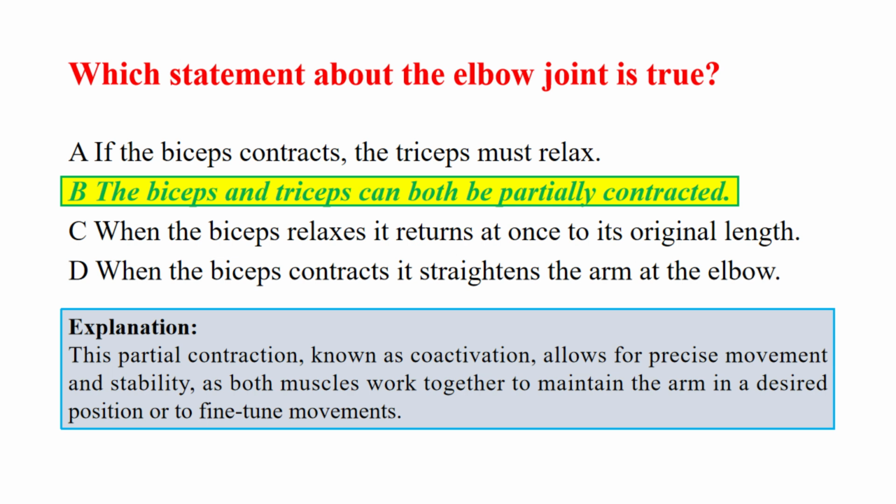Option D claims that when the biceps contract, it straightens the arm at the elbow. This is incorrect because the biceps are responsible for bending the arm at the elbow, not straightening it. The triceps are responsible for straightening the arm. So, the correct answer is B. The biceps and triceps can both be partially contracted simultaneously. This coactivation allows for precise control and stability of the elbow joint during various movements.